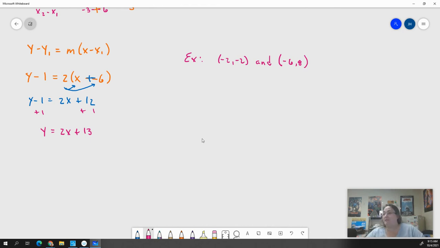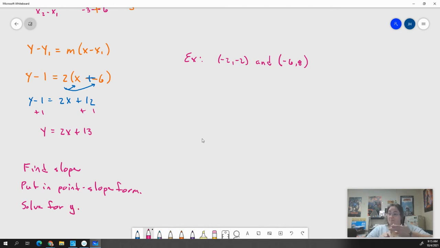The first thing we're going to do, given those 2 points, is we're going to find the slope, right? We're going to find the slope, and then we're going to put it in the point slope formula. And then we are going to solve for y, because that will give us the slope-intercept form, right? These are our steps. Find the slope, put it into the point slope formula, solve for y. So the first thing we need to do is find that slope, right?